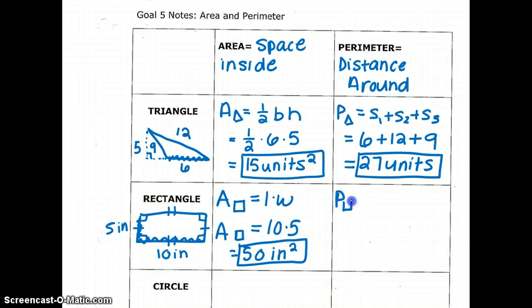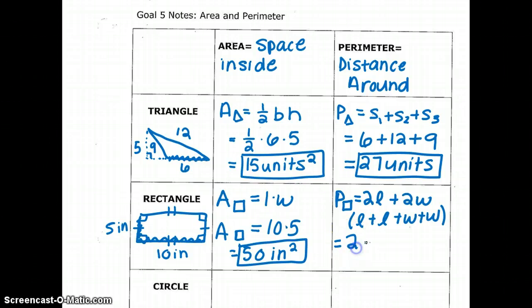To find the perimeter of a rectangle, rather than adding all 4 sides together, which you certainly could do, you're going to add 2 lengths plus 2 widths. Length plus length plus width plus width. You certainly could do the longer formula. The other one is just a little bit shorter.